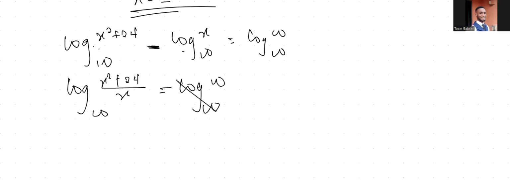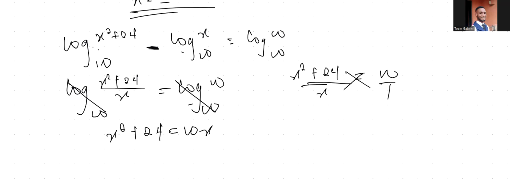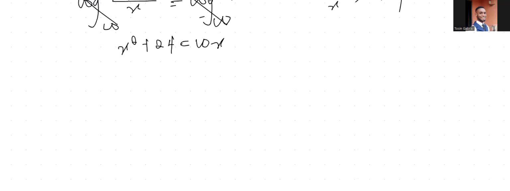You remember that we did, whereby if log m base a is equal to log n base a, then m is equal to n. Then we'll now have that x squared plus 24 divided by x is equal to 10. Cross multiply. Then we'll have that x squared plus 24 is equal to 10x. Okay, so you can see that we're already heading to a quadratic equation. Then we rearrange: x squared minus 10x plus 24 is equal to 0. Okay, once we have that, we'll factorize.